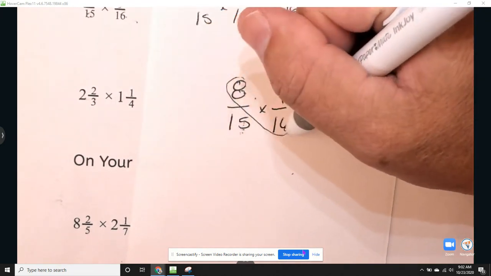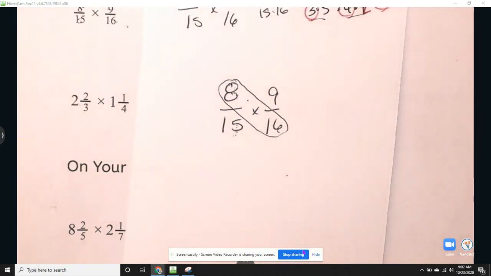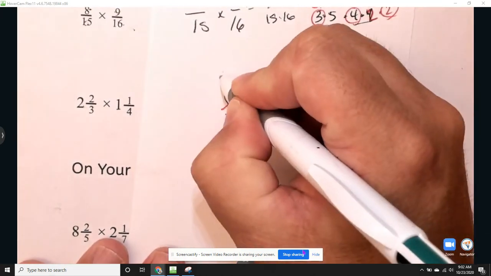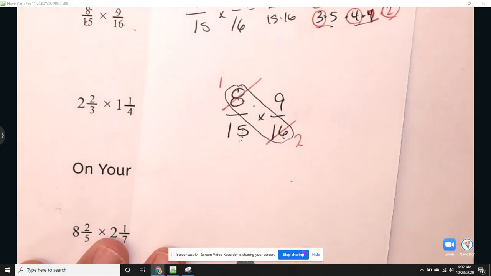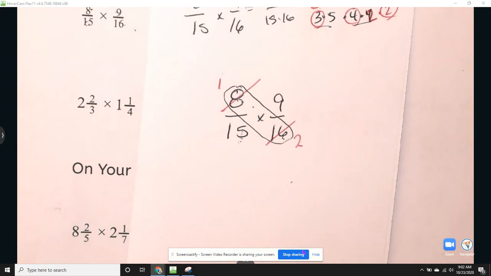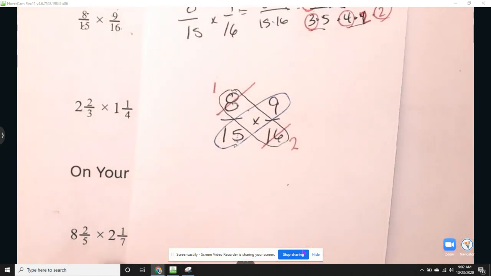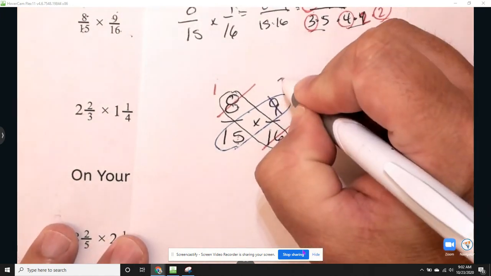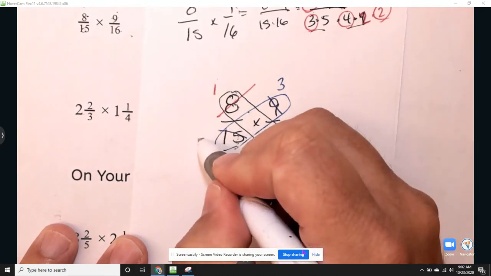So if I look at the 8 and the 16, I can see that 8 and 16 are both divisible by 8. So I can go ahead and I can divide them both by 8. 8 divided by 8 is 1. 16 divided by 8 is 2. And then I look on this diagonal, 9 and 15, and I can say, oh, you know what? They're both divisible by 3. And 9 divided by 3 is 3. And 15 divided by 3 is 5.